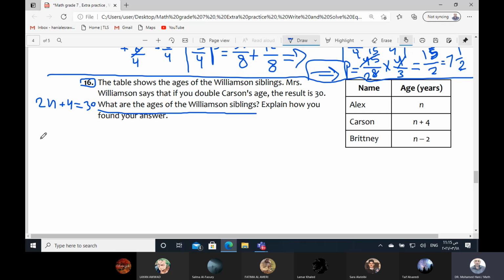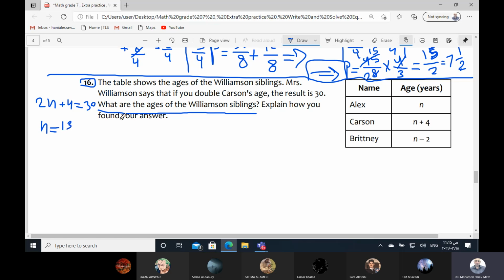Who has the same answer and who has a different answer? So, Mr. The Williams sibling will be 13 years. So n equals 13. n equal 13. Okay. So Leon said n equal 13.